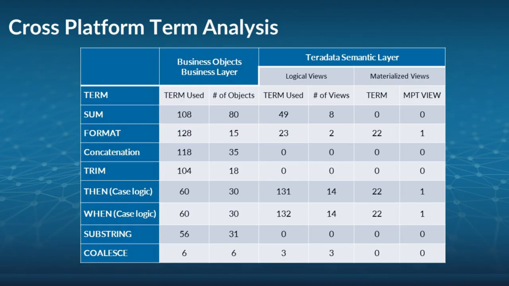And then we have the business objects, the BOBJ layer. So the number of times that particular term was used and the number of objects. In this particular case, there were over 300 business object programs already in development, right? And they were just in year 3 of a 5-year development program. On the Teradata side of this same scenario, we have logical views, the amount of times that term was used, and the number of views that term was used, and then materialized views. So we're distinguishing between logical views and materialized views.